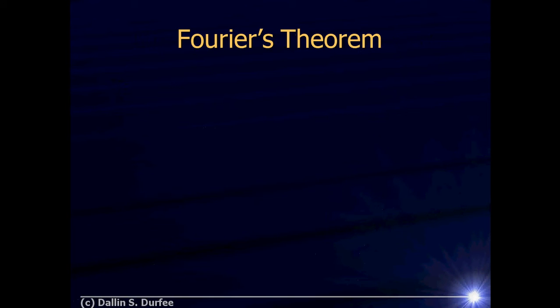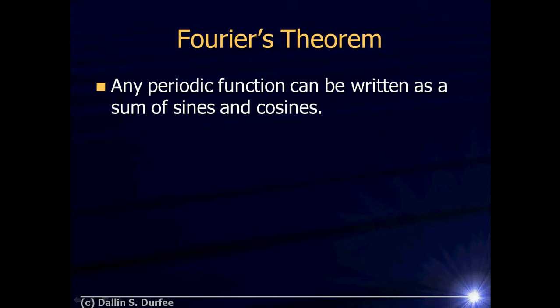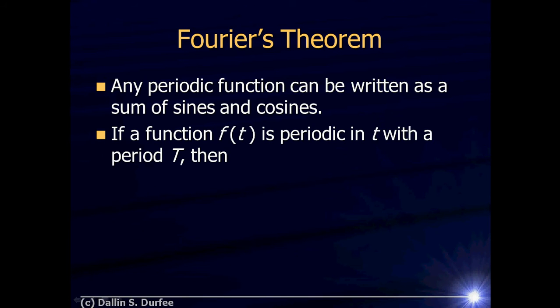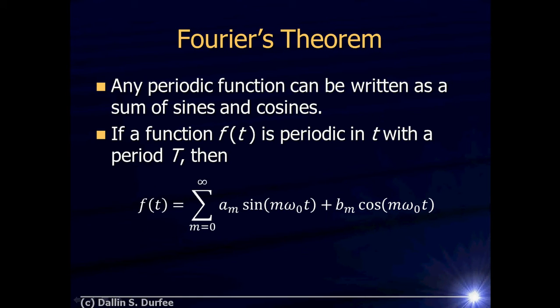So Fourier's theorem was that any periodic function can be written as a sum of sines and cosines. For example, if I have a function f of time, which is periodic in time with a period capital T, then I can write that function as this sum of sines and cosines, where omega naught is 2 pi over the period. So it's not just any sines in the world, it's these specific sines and cosines with particular frequencies.